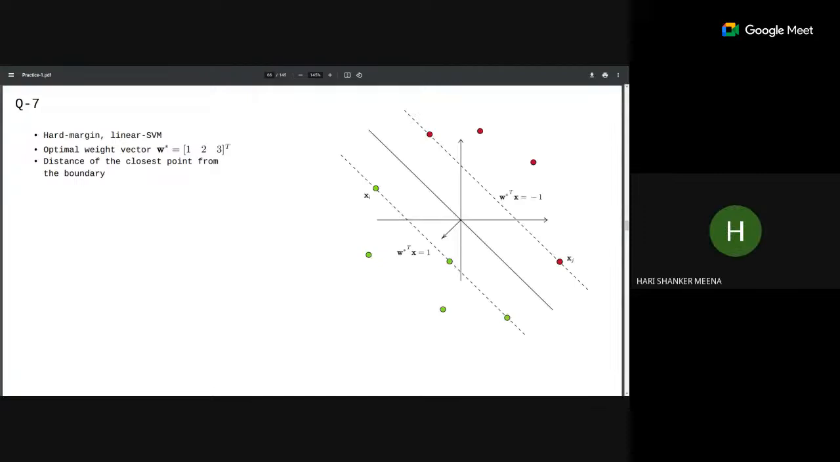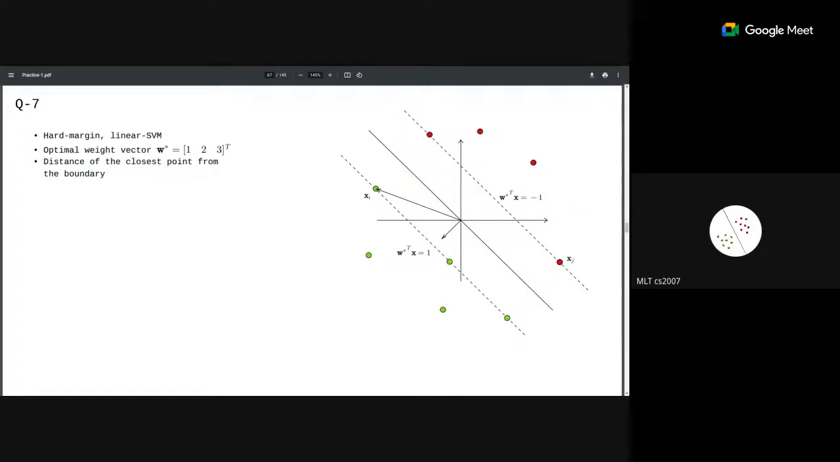Sir, can you please draw? Yeah. So see, you have this data set like this, and you have trained the hard margin SVM, and you get W star that points in this direction. Now these are the supporting hyperplanes. So what is the closest point here? One of these green points or one of these red points, right? So these are the closest points. Let's take one of them, say this green point, which I call xi. What is the distance of this point from the boundary?